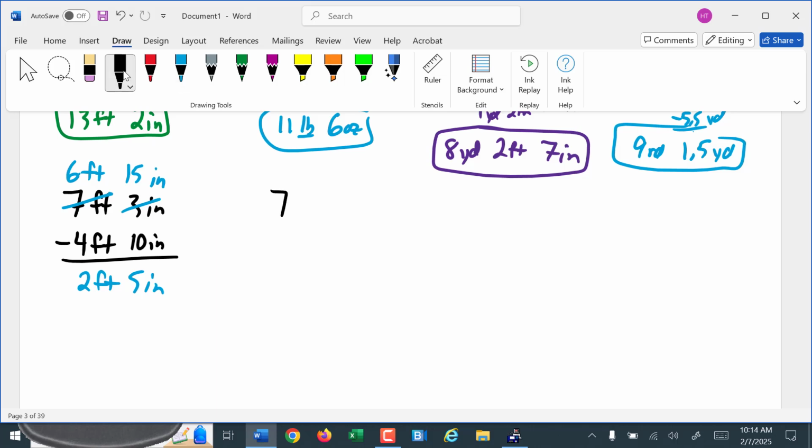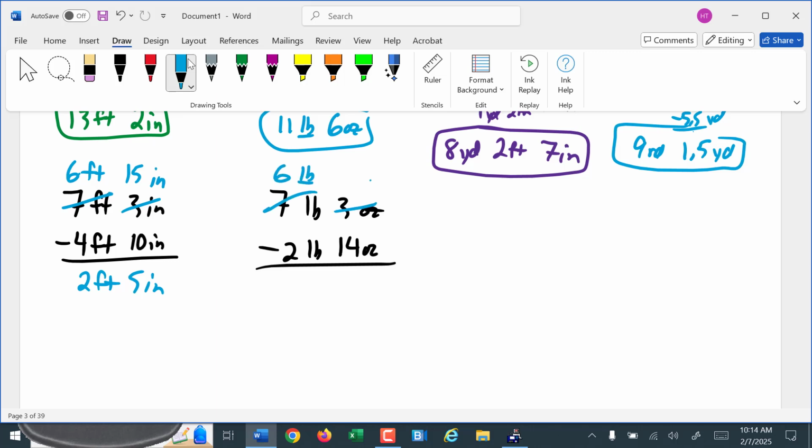Or if we have 7 pounds, 3 ounces, minus 2 pounds, 14 ounces. Bless you. Again, we can't do the 3 minus 14. We got to borrow from the 7. That's going to be 6 pounds. How many ounces is this going to be? 19. There we go. And so we subtract 19 minus 14 will be 5 ounces. 6 minus 2, 4 pounds.